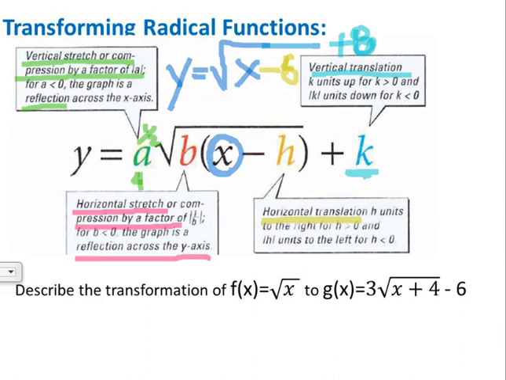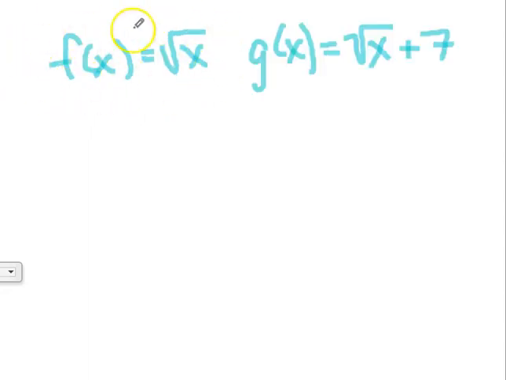So let me get a blank page up here. Let's say we have the original function, f of x equals square root of x, that's our parent function. And then we have a new function, g of x, which is square root of x plus 7. What type of transformation has occurred? Well, it's gone up 7 units. From the original parent function, we would move it up 7 units, and that's what this equation shows us.